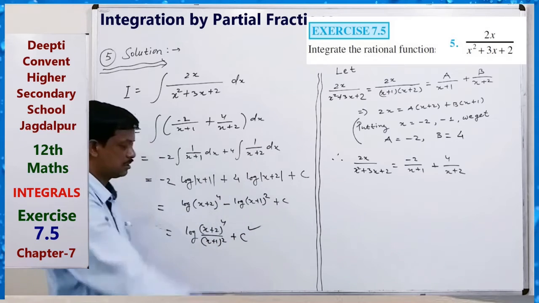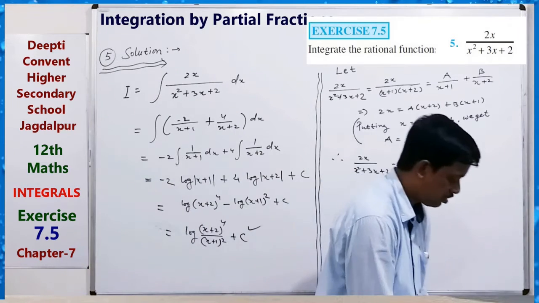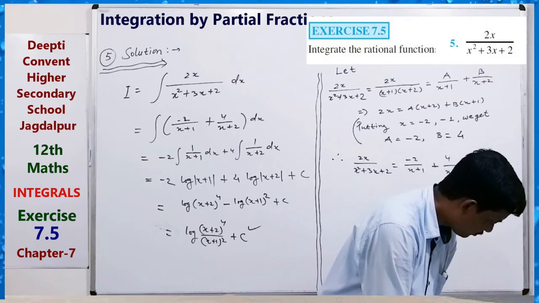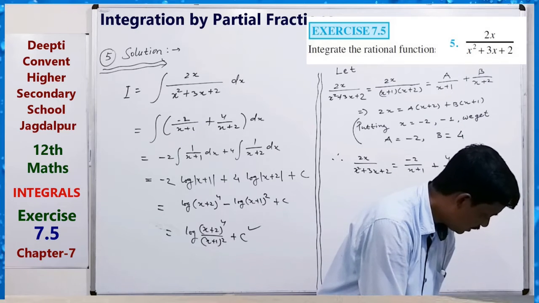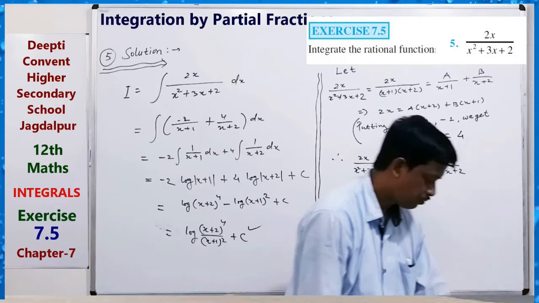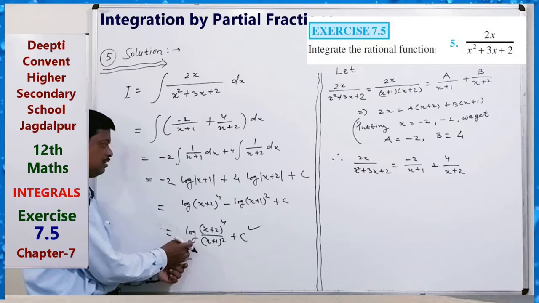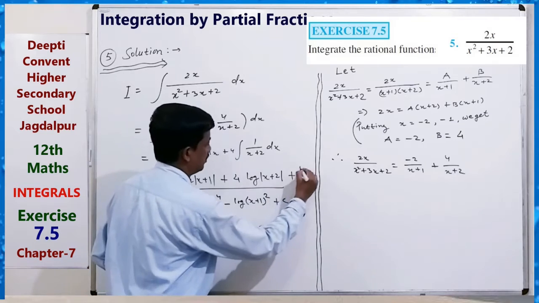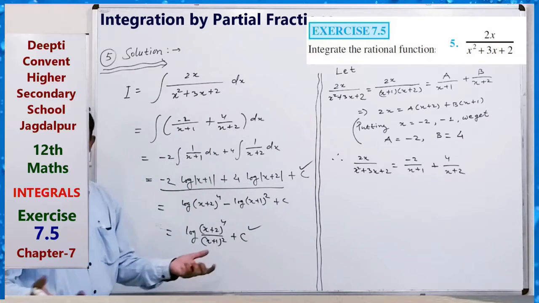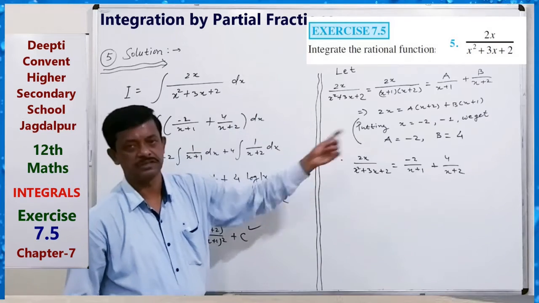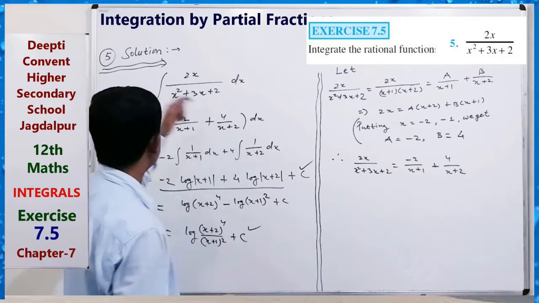We can write the answer like this because the answer should be written in its easiest form. So this is also right, this is also right. So up to here is our answer. That is the first thing. Clear? So this was question 5.